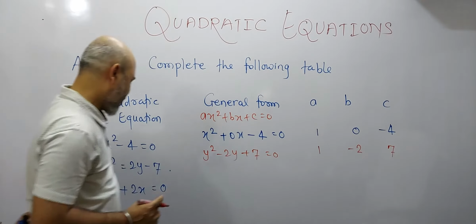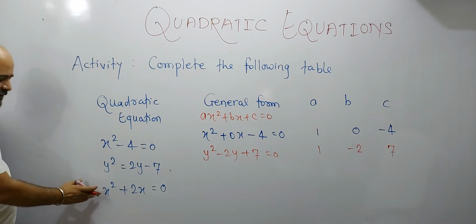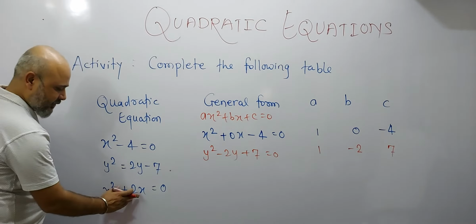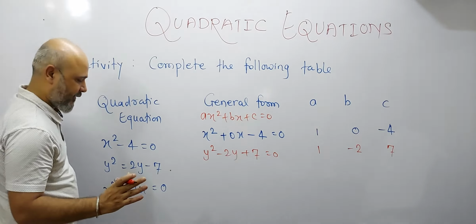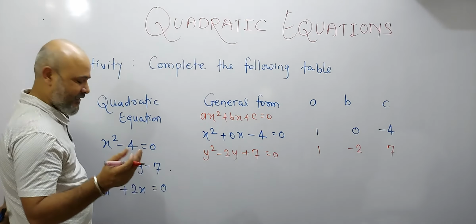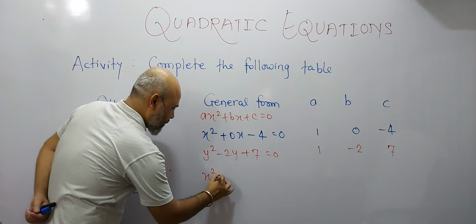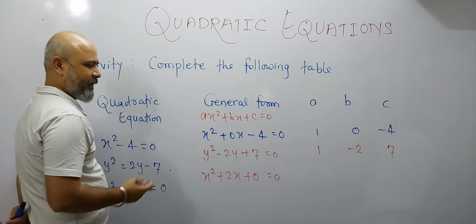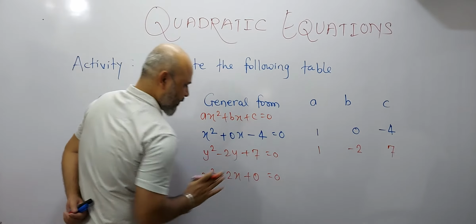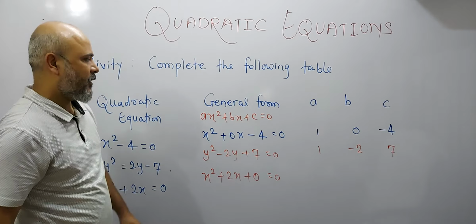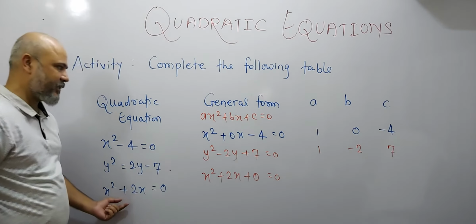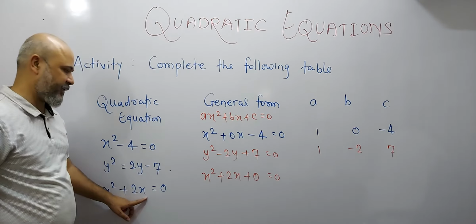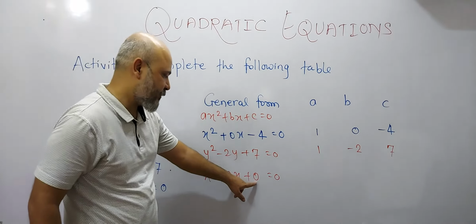Okay, now the third quadratic equation, that is x square plus 2x is equal to 0. Here the first term is there, the second term is there, but the constant term is not there. Okay, so we will write the constant term as 0. So we will write x square plus 2x plus 0, and this is equal to 0. Why am I writing this 0? Because this is the constant term. Here the constant term is absent, but we will write this equation in the general form, so we want the value of c, and the value of c is not present. So we will take the value of c as 0.